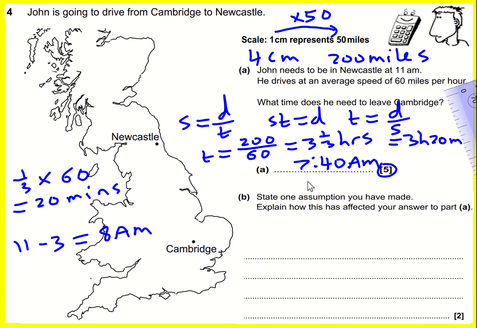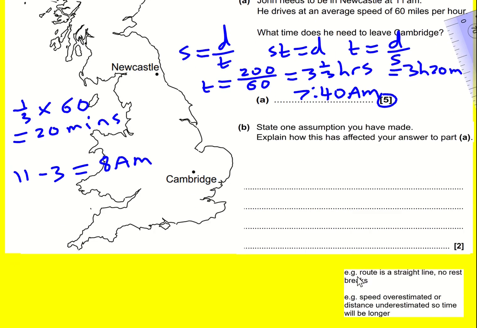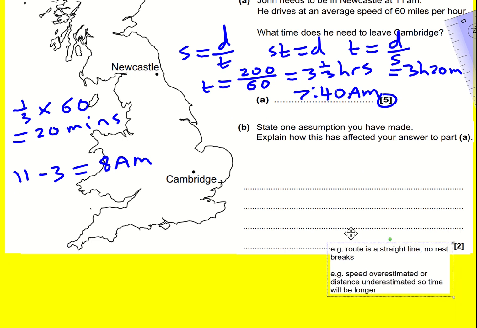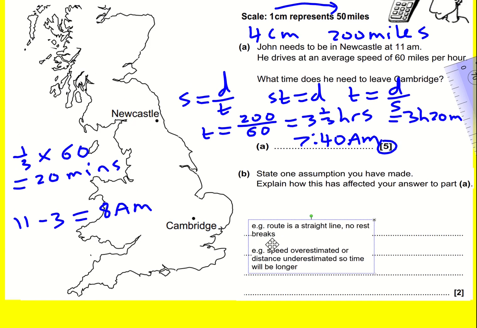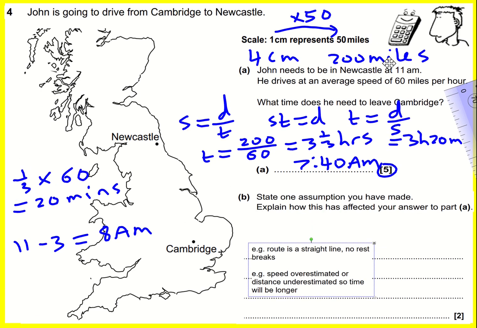State an assumption you've made and explain how this has affected your answer to part A. Well, here are a few possible assumptions. So we've assumed the route is a straight line, which it isn't in reality. The roads are going to go a bit more all over the place. It's probably going to be longer than 200 miles. And we're also assuming that he's taken no rest breaks. He's just gone throughout. I mean, you could argue, I suppose, that the average speed of 60 miles an hour includes rest breaks. So I'd say the straight line is a stronger reason.